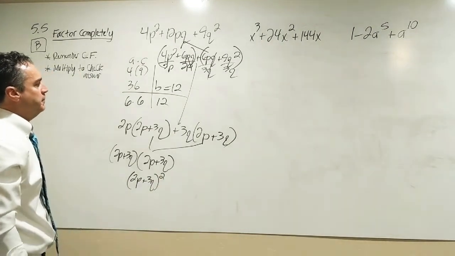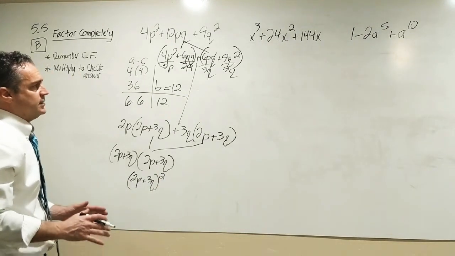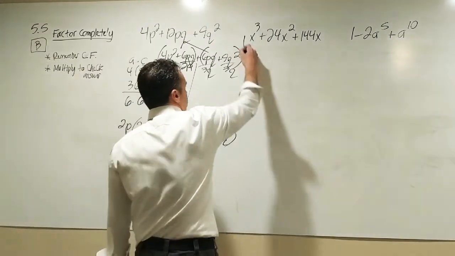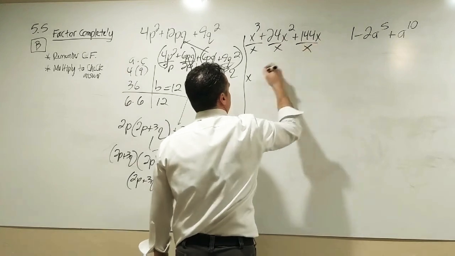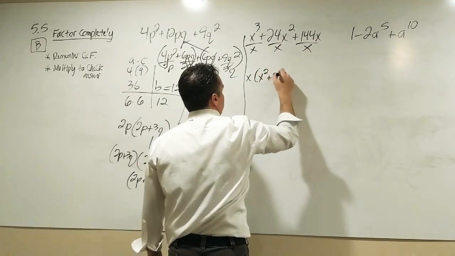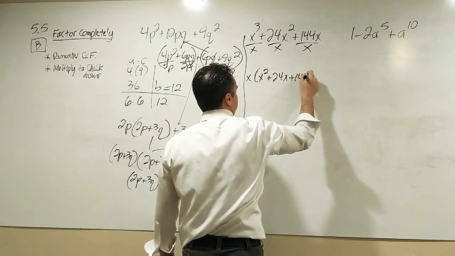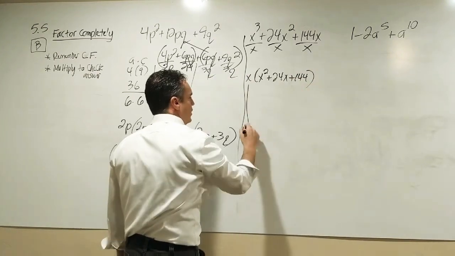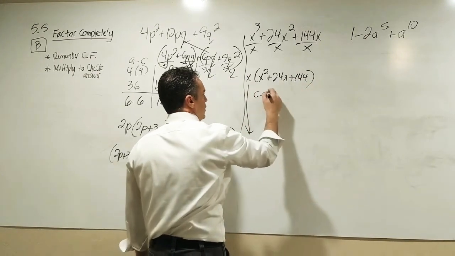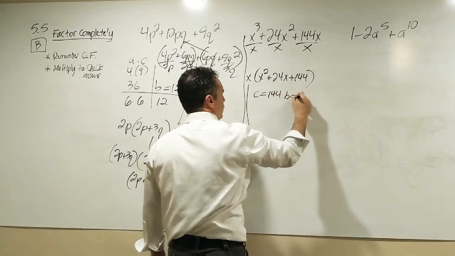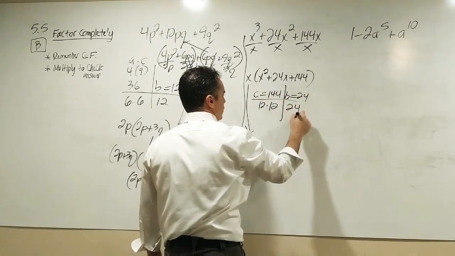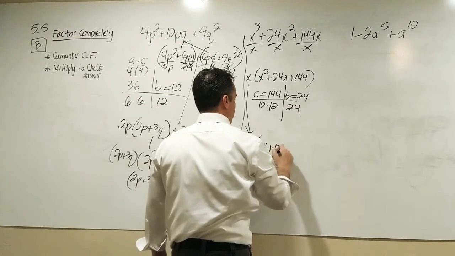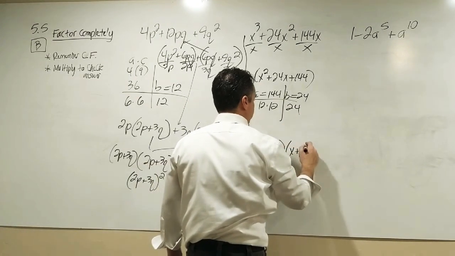Okay? I got to tell you guys, this next one, there was a common factor here. You had to pull out an x. You put this over x, put this over x, put this over x, and you ended up with x squared plus 24x plus 144. This one you could use method 3. This x came along for the ride. c equals 144, b equals 24. We have 12 times 12 makes 144, when added together makes 24. And we end up with x plus 12 times x plus 12.